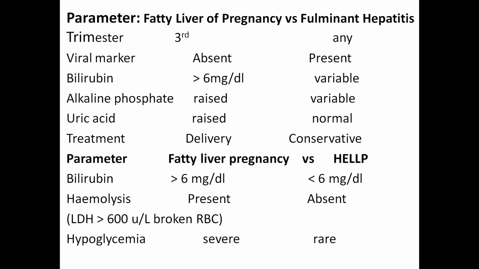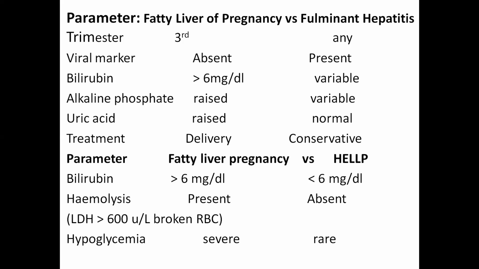Third difference is bilirubin. Patient in fatty liver of pregnancy is deeply jaundiced, and bilirubin is always more than 6. It may be 7, 8, 9, 10, not less than 6. While in acute fulminant hepatitis, that is variable. That depends on the stage of the disease. Alkaline phosphatase is also very much raised as compared to fulminant hepatitis.